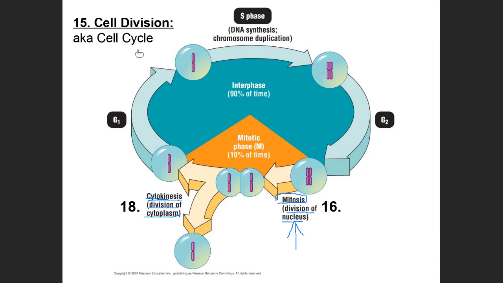Again, why do we call it the cell cycle instead of cell division? How come they call it the cell cycle sometimes? Again, because it consists of a cycle of molecular events that begins with one cell and ends with two cells being produced. Now, cytokinesis is division of the cytoplasm.